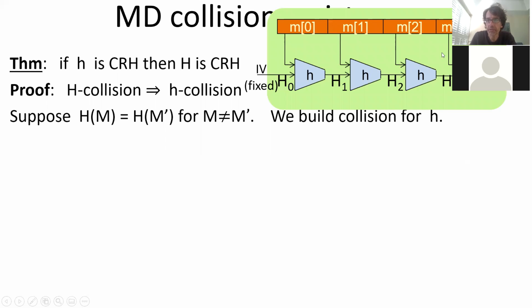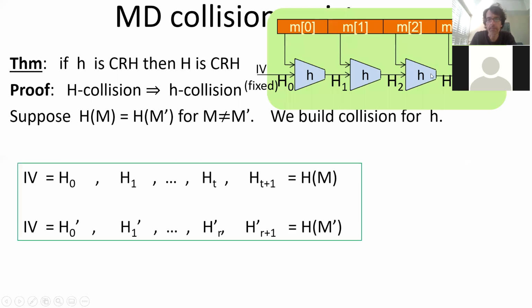So here is the circuitry. Look at the two messages; they represent two different values of these registers, and by the way, they can have different lengths. So let one of them have T blocks and the other R blocks. The wire values here are going to be the H_i in one execution on message M, and when I put message M prime, I'm going to call these values H_i prime.